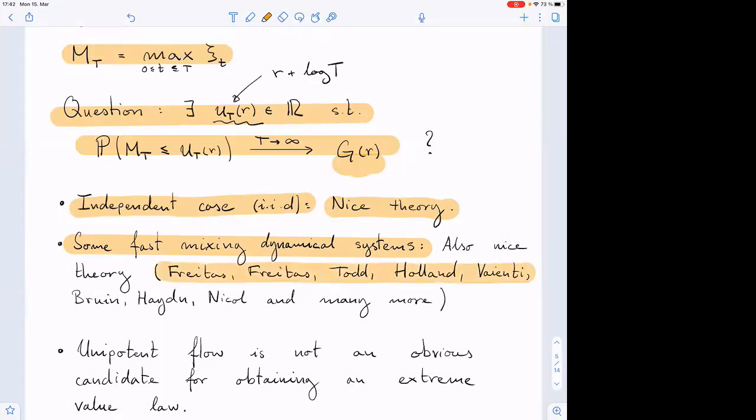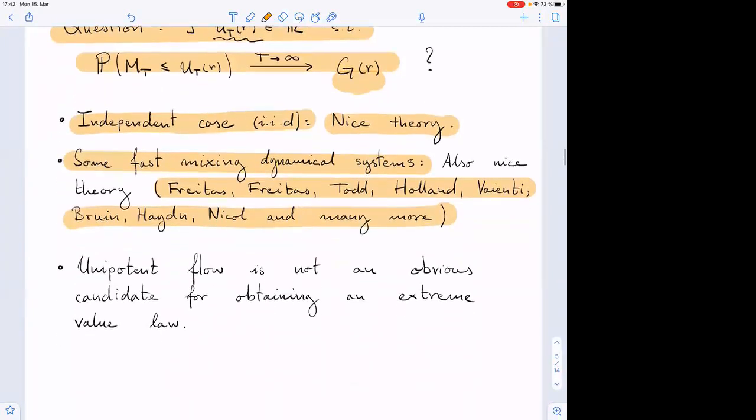I've mentioned some names here, and it's not a complete list, but some of the people who have been doing a lot of work in this direction. Mostly, extreme value theory has been successfully applied to interval maps with nice mixing properties. Not exclusively, but mainly. This is also to say that the unipotent flow is not an obvious candidate for obtaining an extreme value law, because for the unipotent flow, we only have very slow mixing.